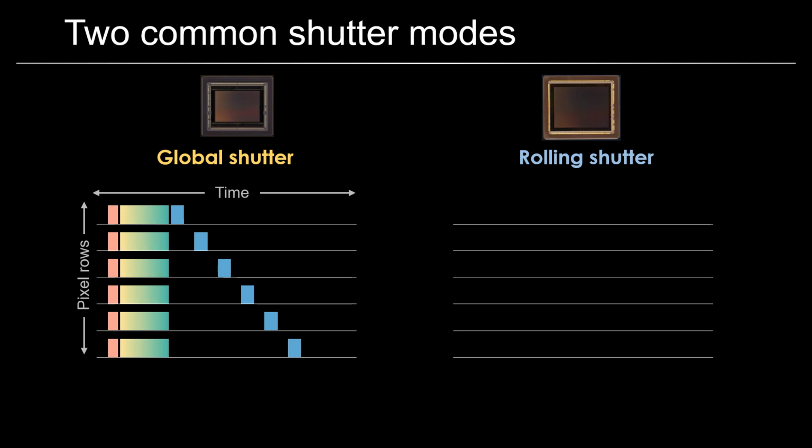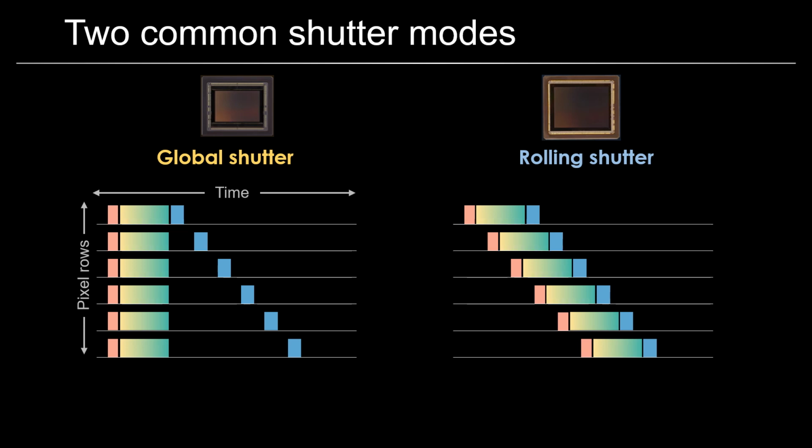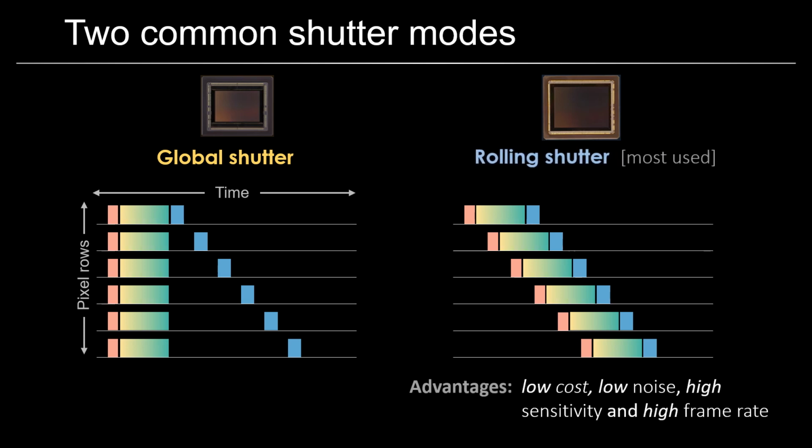Differently, RS-based image sensors expose pixels scanline by scanline with a time delay. The overlap of exposure and readout time leads to a higher frame rate. Besides, exemption from additional storage area attributes to RS sensors lower cost and fewer noises. Therefore, RS-based image sensors are mostly used.